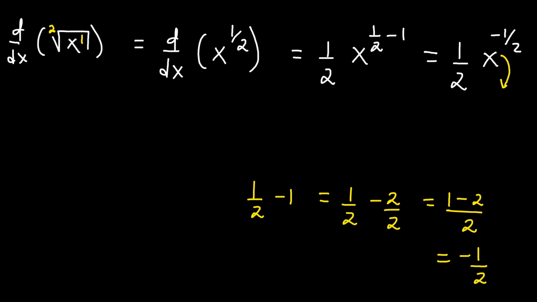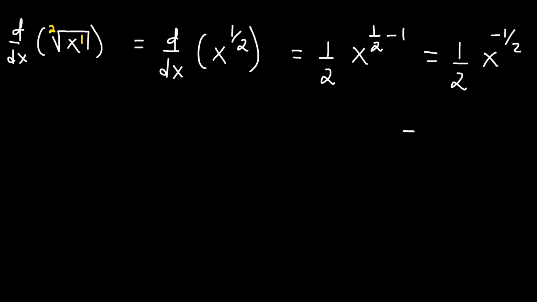And if we take this to the bottom, the exponent will become positive. So our final answer will be 1 divided by 2 times x to the power of 1 over 2, which can also be written as 1 divided by 2 times the square root of x.